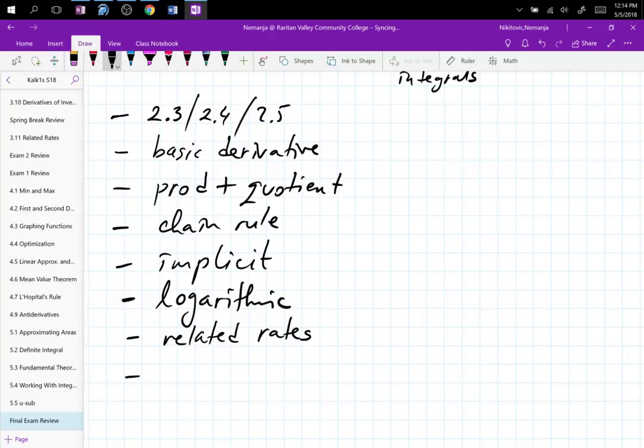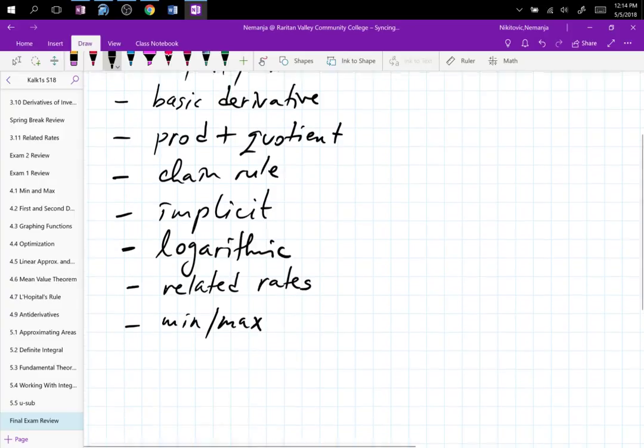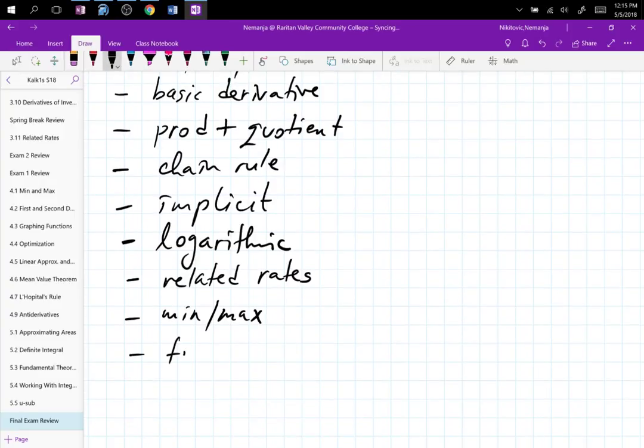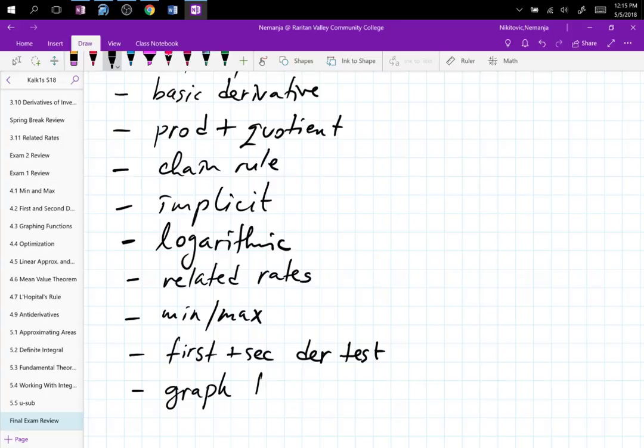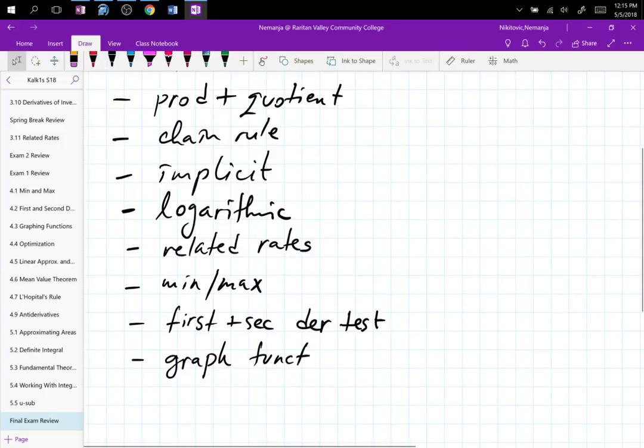then we already in chapter 4 we have min-max, first plus second derivative test, that could be one problem. Just do the first and second derivative test of something that you can do quickly. Graphing functions. That was 4.3, right? But I'll give you everything. You just draw. So graph functions.